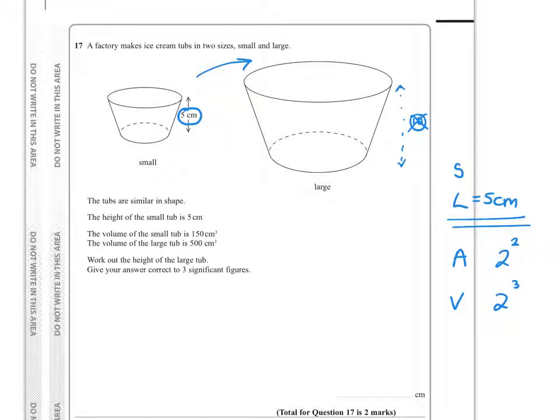What we are told, though, is that the volume of the small tub is 150 centimeters cubed, and the volume of the large tub is 500 centimeters cubed.